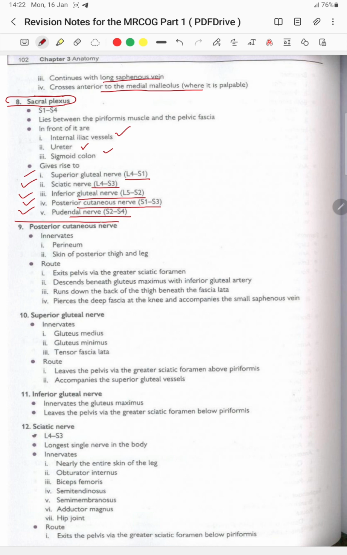The posterior cutaneous nerve innervates the perineum and the skin of the posterior thigh and leg. The root exits the pelvis by the greater sciatic foramen and descends beneath the gluteus maximus with the inferior gluteal artery, runs down the back of the thigh beneath the fascia lata, pierces the deep fascia at the knee, and accompanies the small saphenous vein.